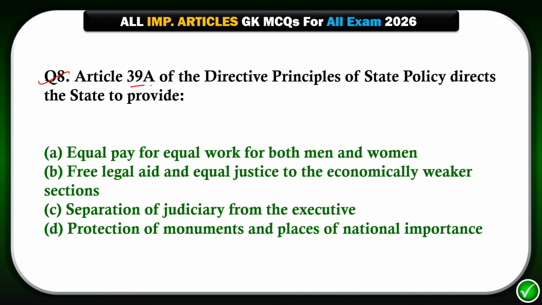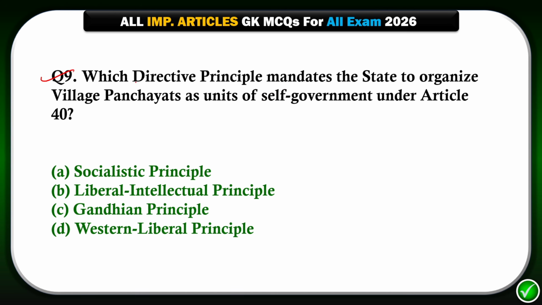Question number 8. Article 39A of the Directive Principle of State Policy directs the state to provide. Option number B, free legal aid and equal justice to the economically weaker sections. Question number 9. Which directive principle mandates the state to organize village panchayats as units of self-government under Article 40? Option number C, Gandhian principle.